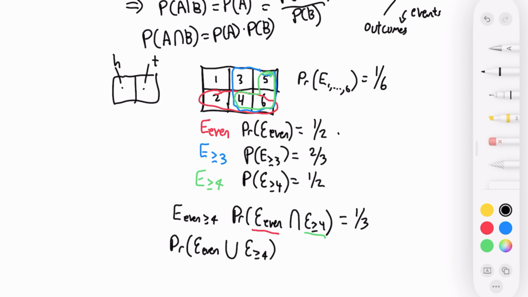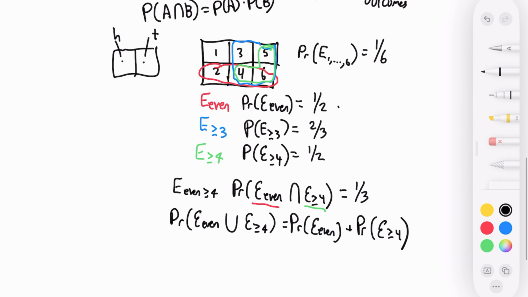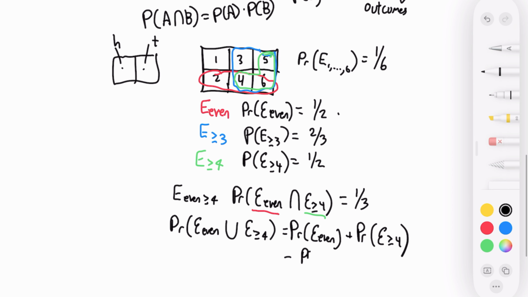So if we want to find the possibility of doing this, the numbers we're trying to find is the probability of getting 2, 4, 5, and 6, but we don't want to double count for the ones that are included with both. So this is, of course, equal to the probability that my number is even plus the probability that my number is greater than or equal to 4 minus the probability of them both happening so we don't double count. Intersection, the event being greater than or equal to 4.